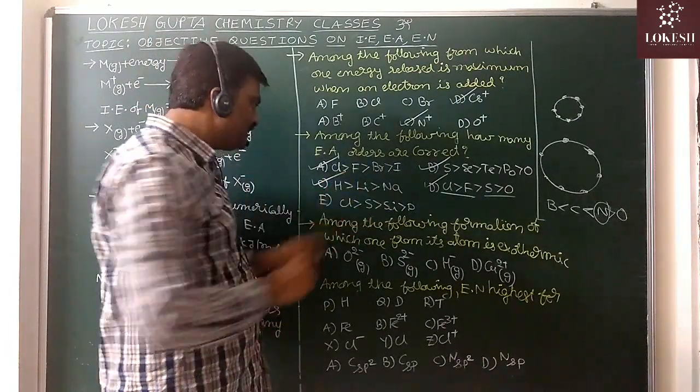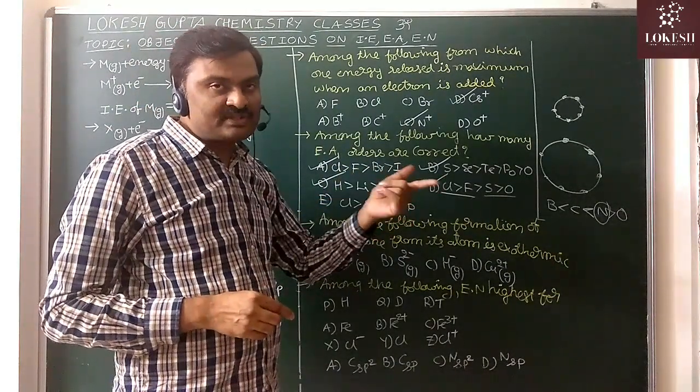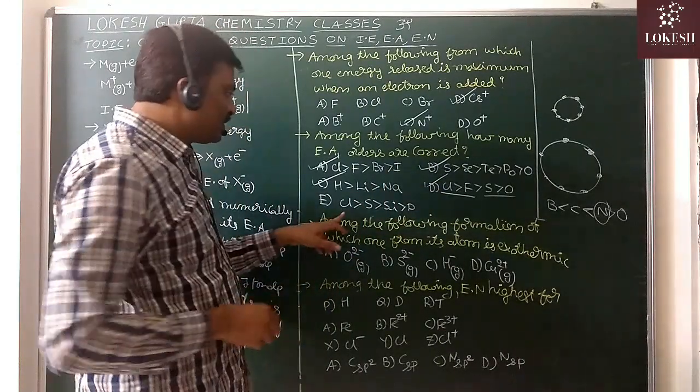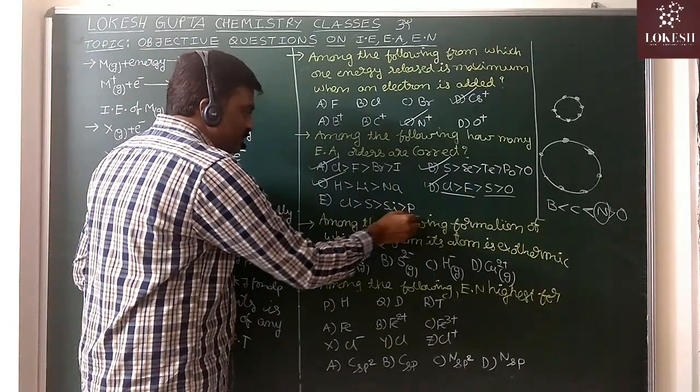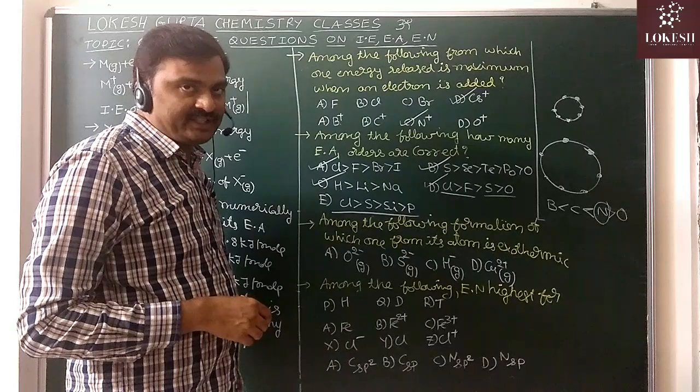So this one correct only. This concept was recently given in the 2020 January JEE Mains exams also. Next, now what about this one? Phosphorus, silicon, sulfur, chlorine. What is the electron affinity order?